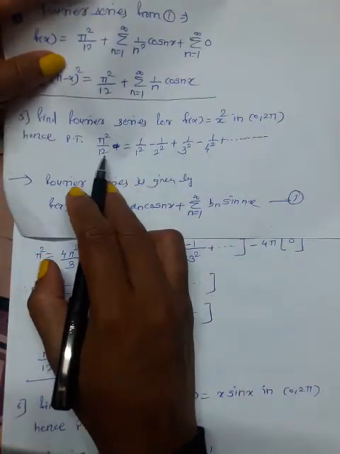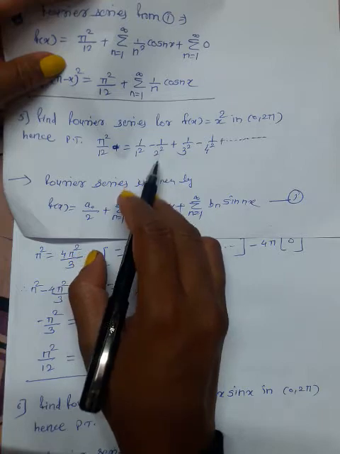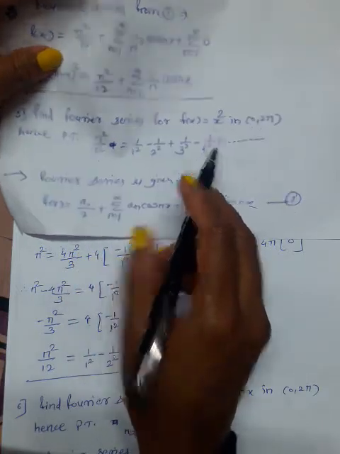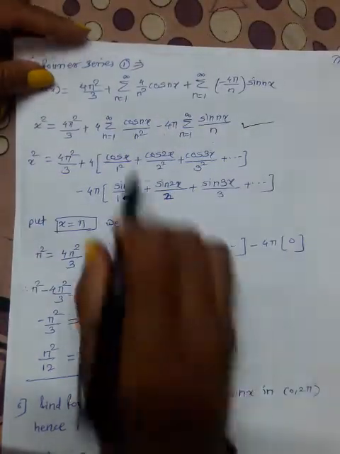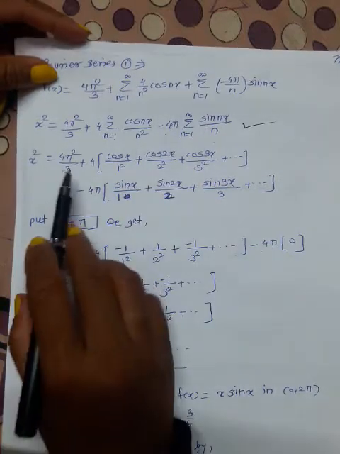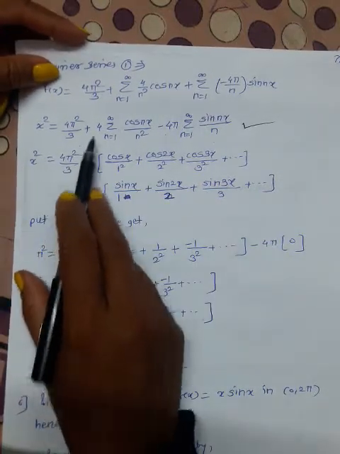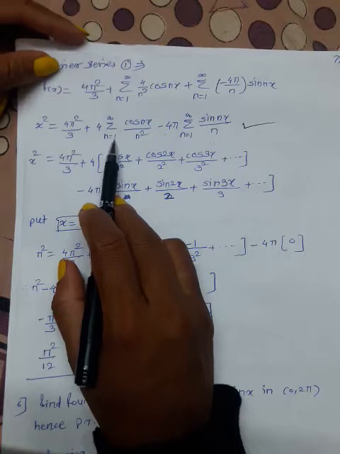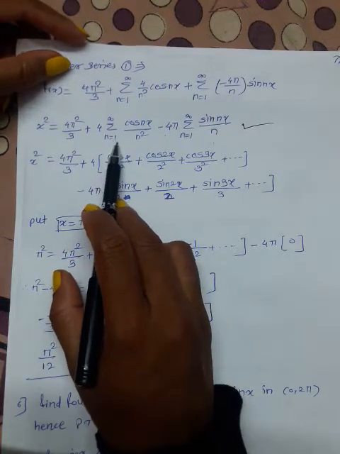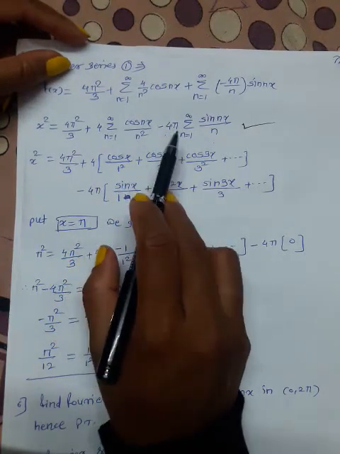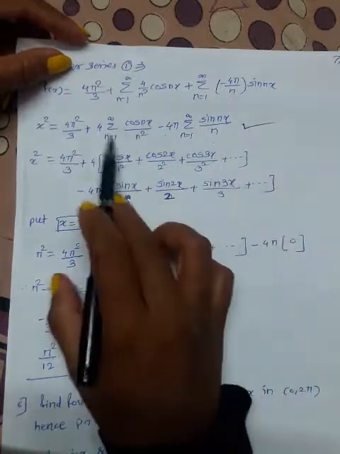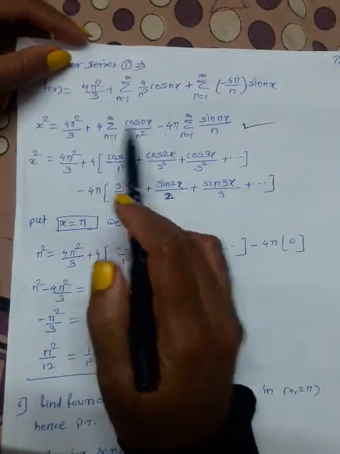Hence prove that pi square by 12 is equal to 1 upon 1 square minus 1 by 2 square plus 1 by 3 square and so on. For that we have to expand these summations. Now x square this as it is plus 4 as it is. What is this summation? We are going to put the values of n, 1 plus and go on adding those terms. Then 2, then 3, these are the positive integers.